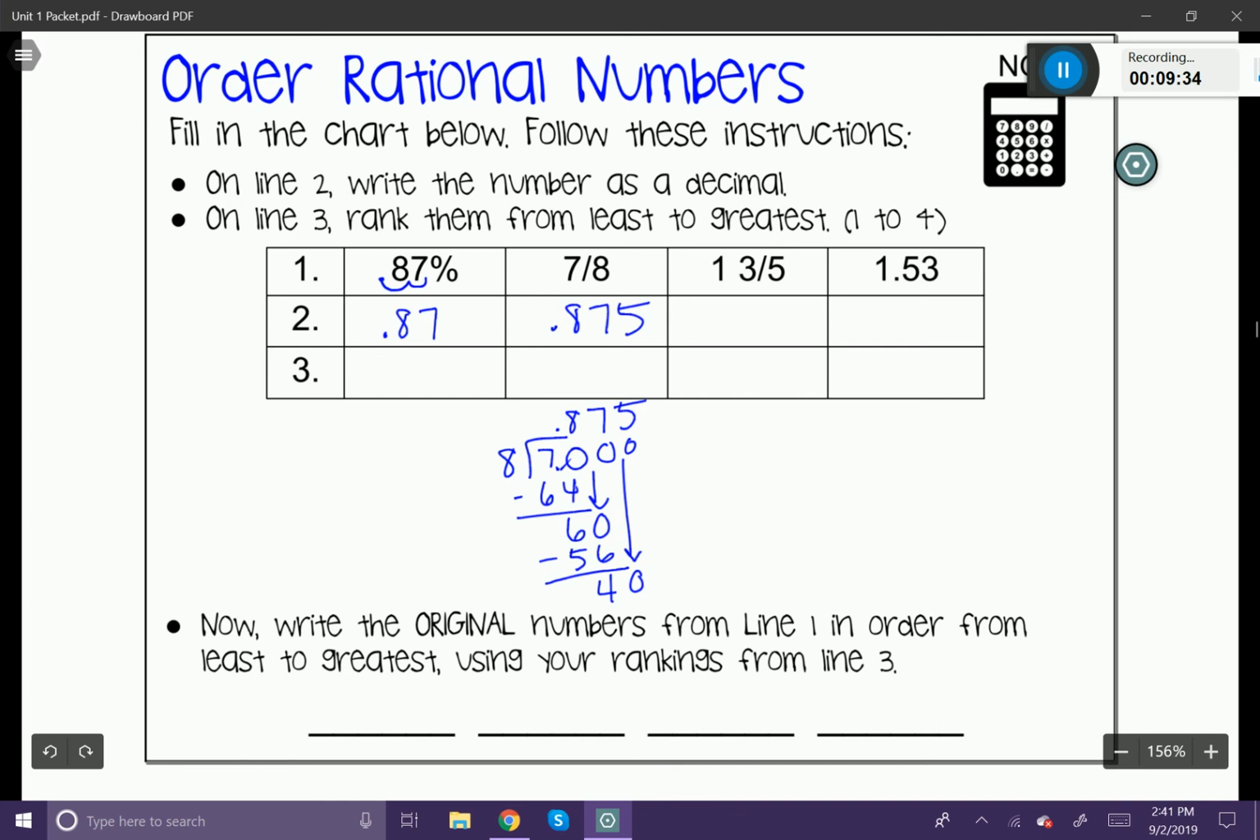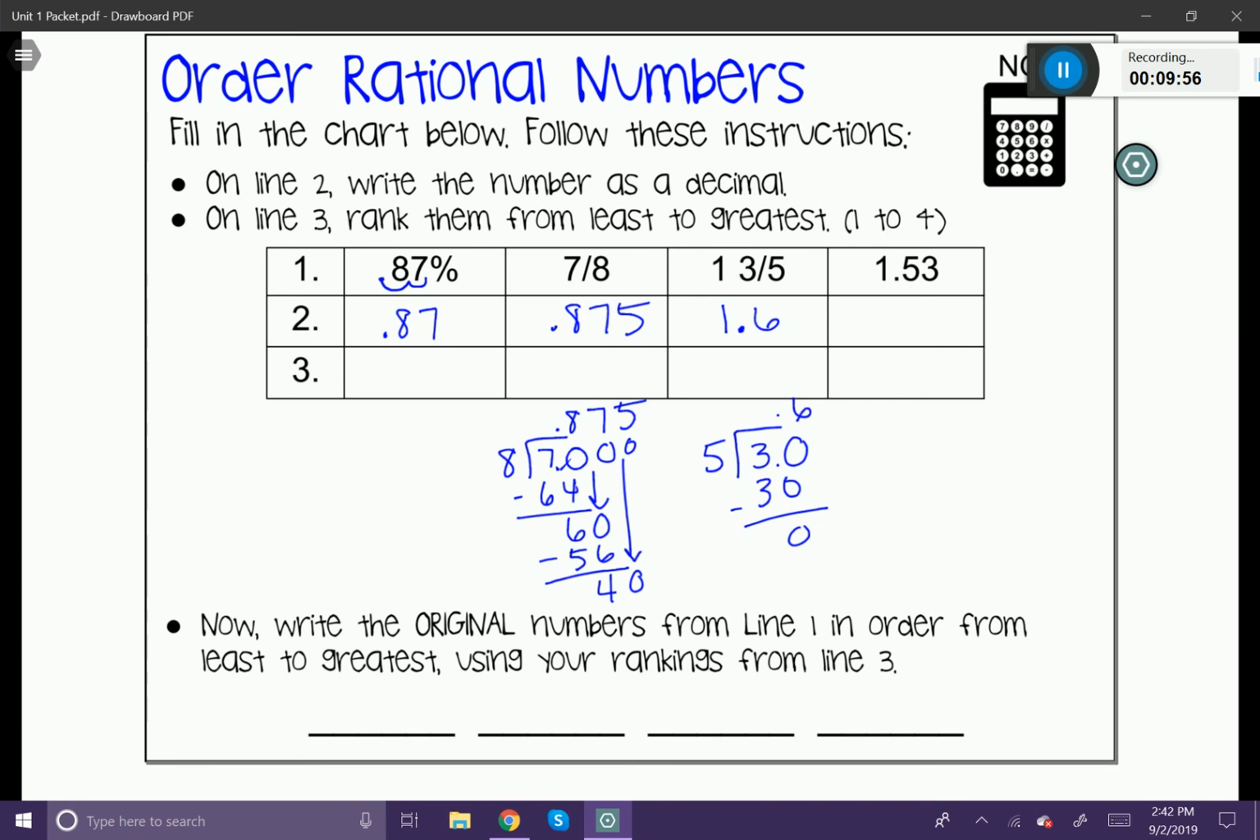Now, 1 3/5. I know that the decimal is going to have a 1 and then a decimal. And then I have to think about, okay, 3/5. I could go ahead and do the long division here. And 3 divided by 5, I'm going to add my decimal, 0. 5 goes into 30 6 times. And actually, that gives me a remainder of 0. So it's just going to be 1.6.